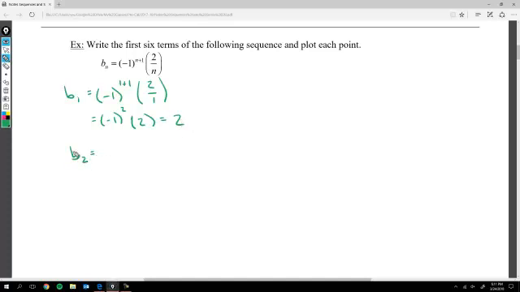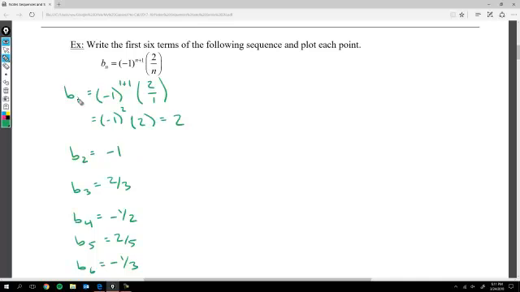So if we do the same thing, we plug in 2, this time we'll get negative 1. If we plug in 3, this time we get 2/3. If we plug in 4, we get negative 1/2. If we plug in 5, we get 2/5. And if we plug in 6, we get negative 1/3. Okay, so more or less the same thing.